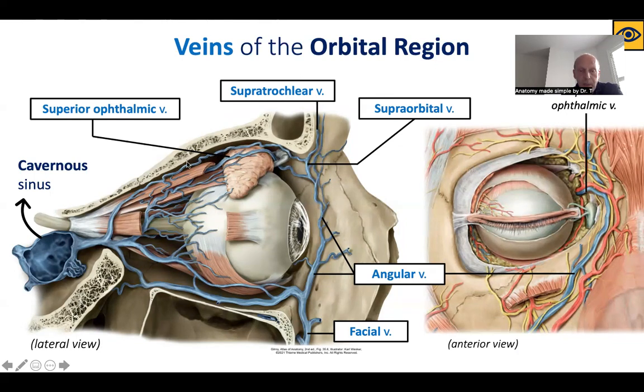Now, the superior ophthalmic vein, as you can see, does drain directly into the cavernous sinus, and that is something that we talked about today as a possible link: an infective process, which could be located very superficially on the skin of the face, unfortunately could progress into deeper veins of the orbit and unfortunately also to the cavernous sinus.